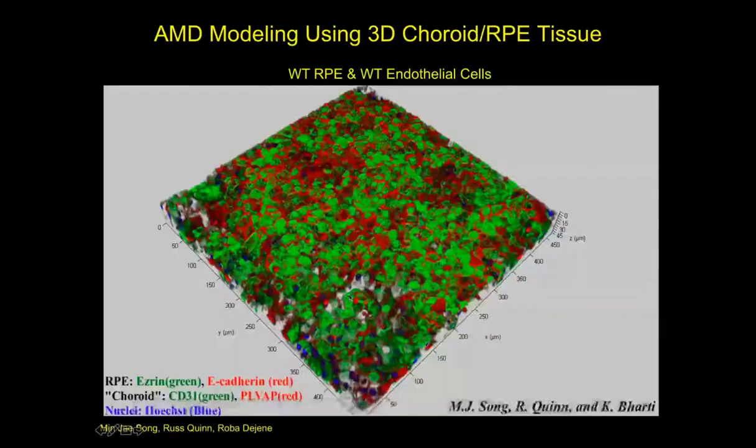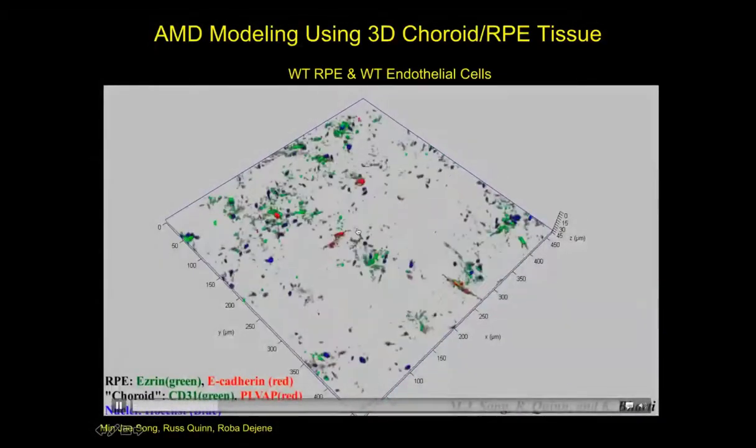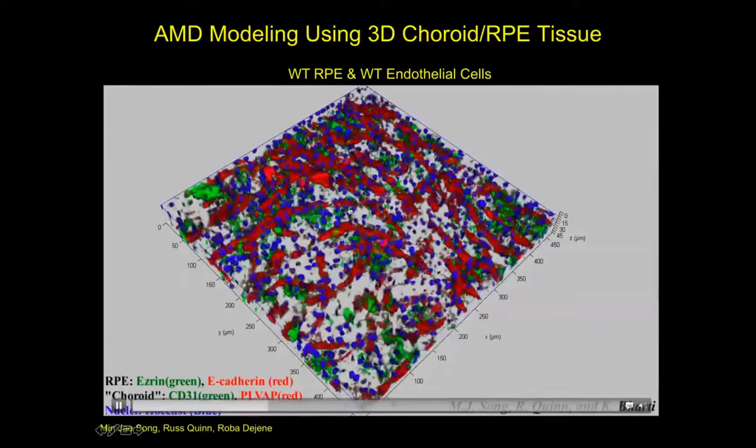So now moving on with really 3D disease modeling using this tissue, I want to show you the first example of the 3D tissue where we have just wild-type RPE and wild-type endothelial cells. So here on top, you will see ezrin again in green and E-cadherin in red around the cells. And as I play the video, you will see the vessels in the bottom again labeled in green and red, CD31 and PLVAP. So the video is going in the ring from top to bottom. This is the vascular network coming back up, vascular network again, and then the RPE cells.